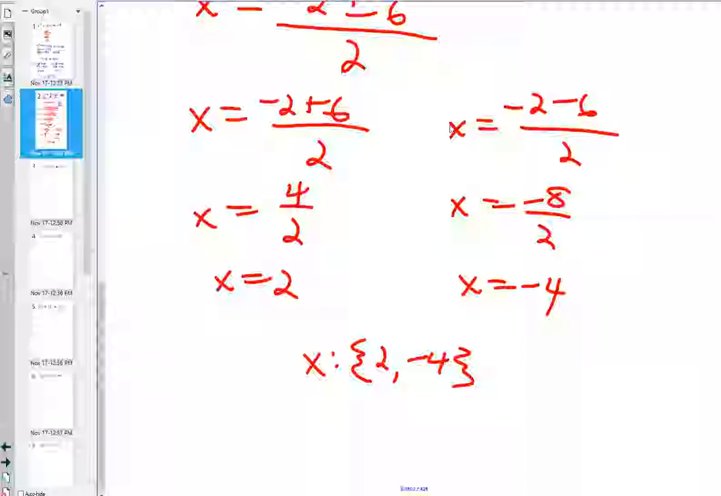Same ones are going to be on the retake. Got until tomorrow.